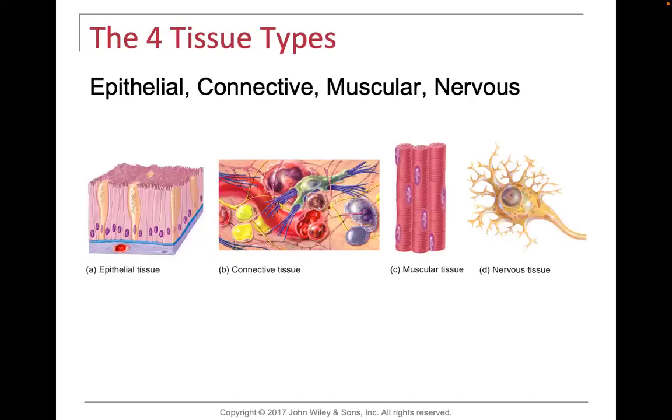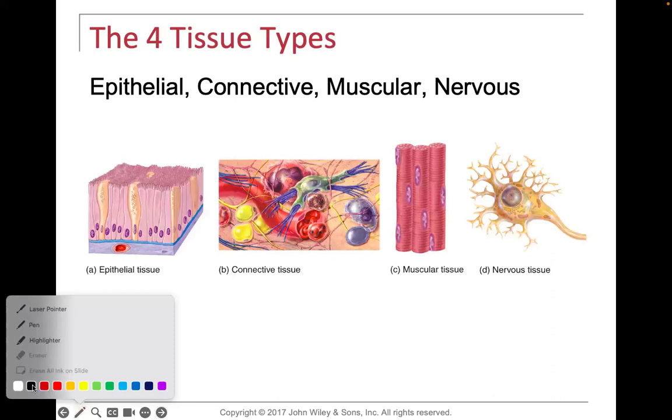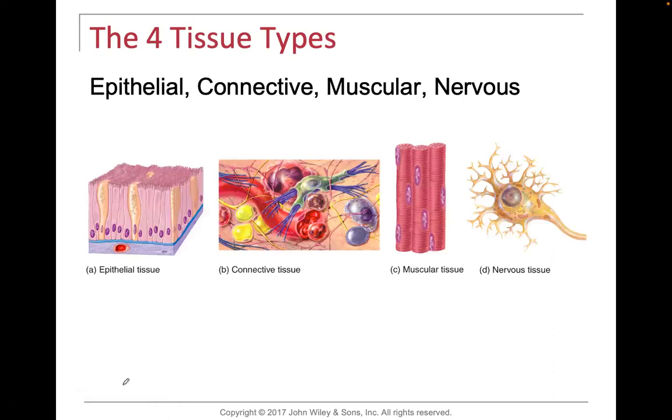The four basic types are epithelial, connective, muscular, and neural tissue. Of the four, these two are labor intensive to study and work on, so we want to get a jump start at these two. Muscle and neural are pretty straightforward and pretty easy.